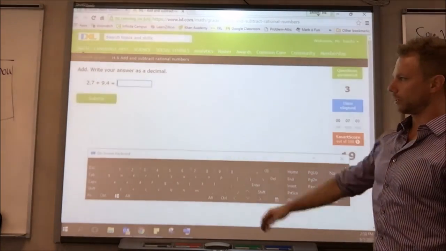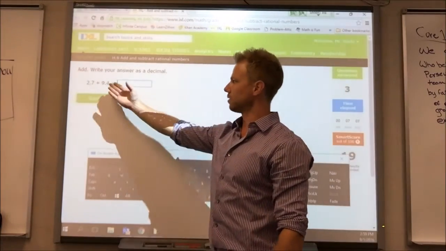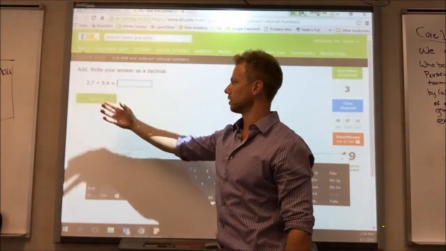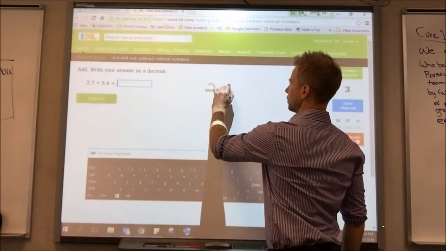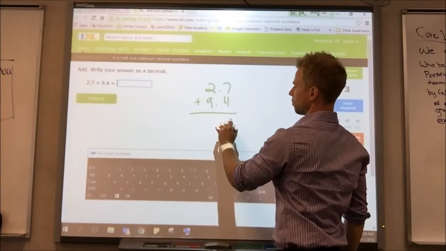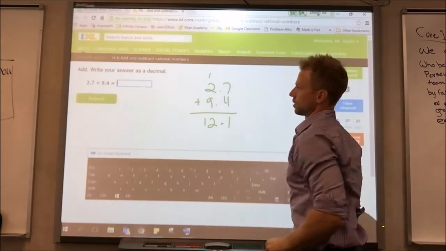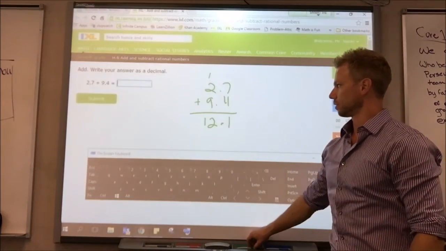All right, write our answer as a decimal again. This one we don't have any signs to worry about. They're both positive. So all we need to do is line up our decimals and add them together. 7 and 4 is 11. 9 and 2 and 1 is 12. Bring our decimal down. It's going to be 12.1.